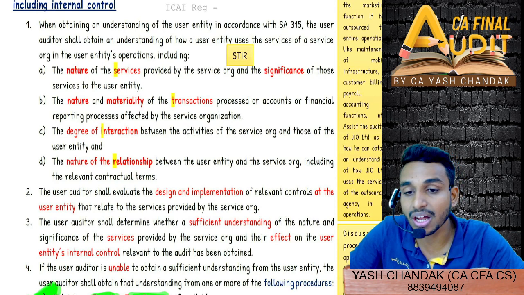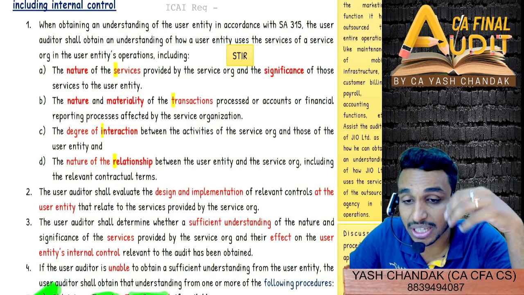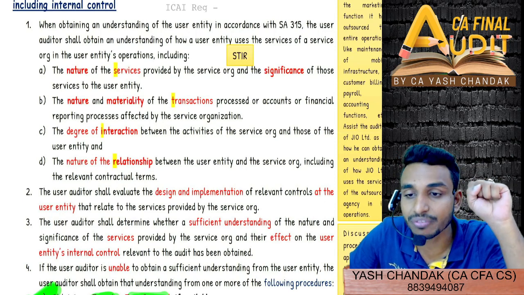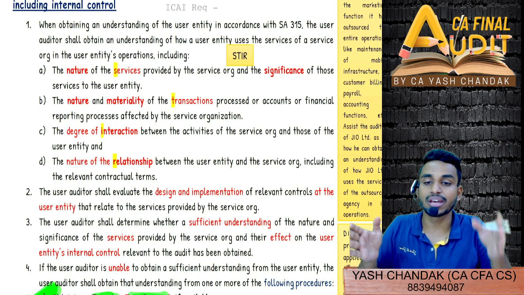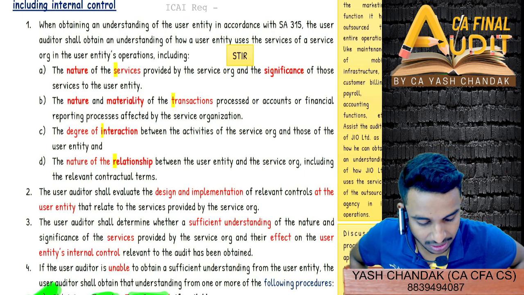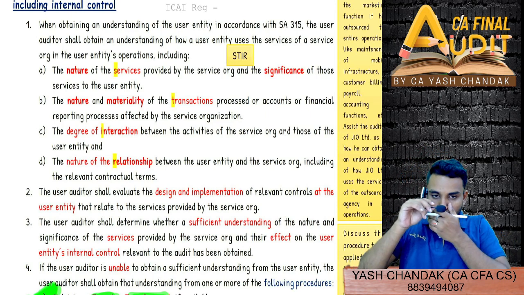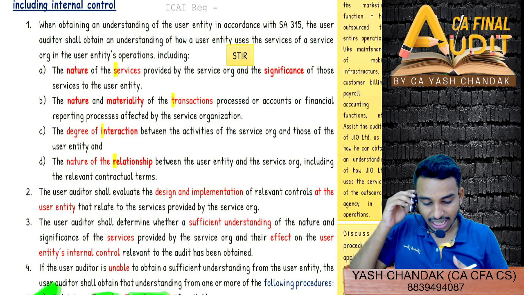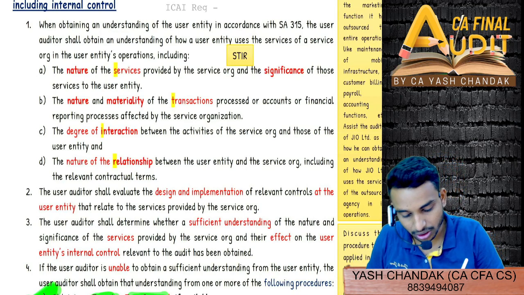So you'll have to assess the outsourced service which has been rendered by the SO, whether it is material or not, what is the nature of that transaction, and then the degree of interaction between Wipro and X Limited, between the activities of SO and that of UE, and lastly the nature of relationship between UE and the SO, including the relevant contractual terms.